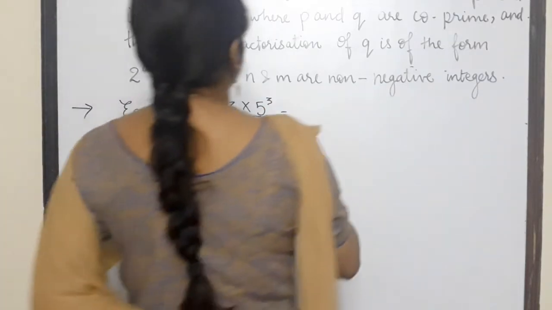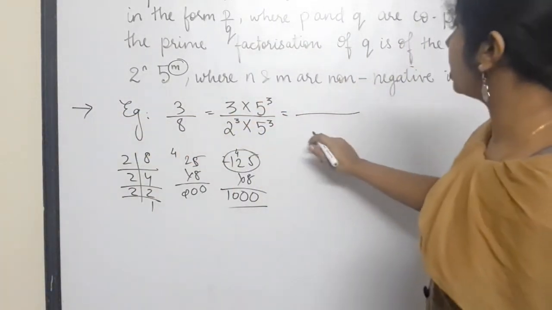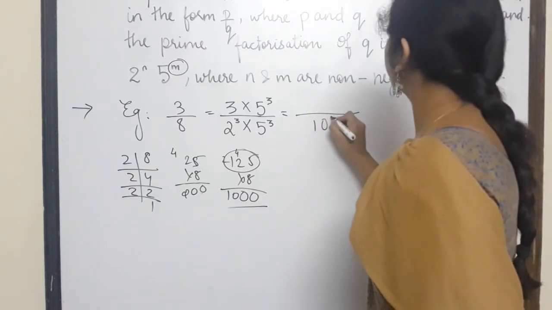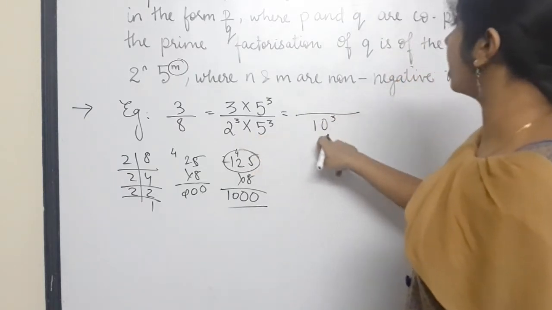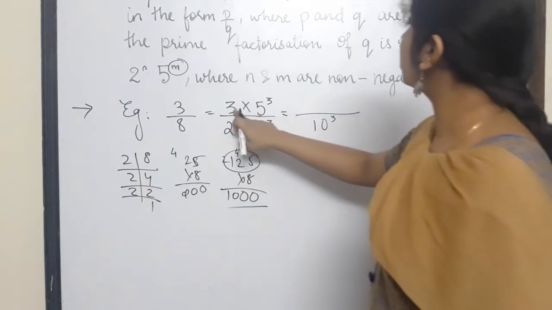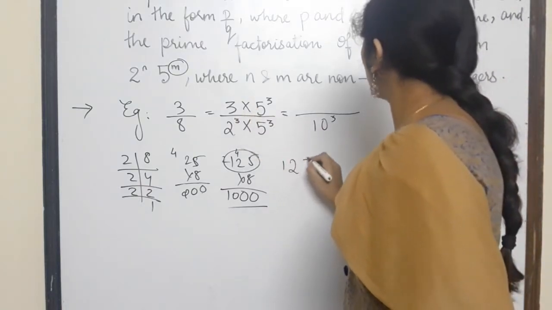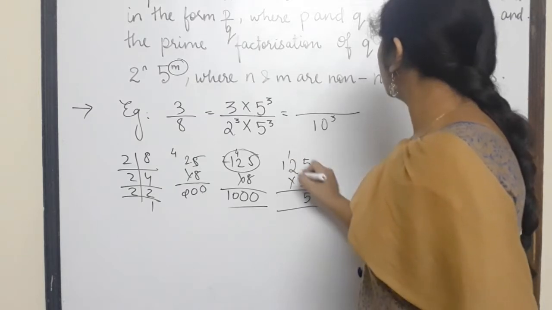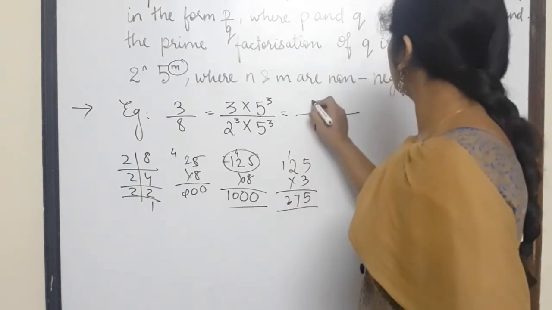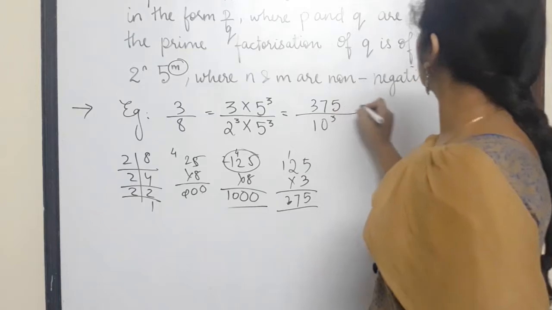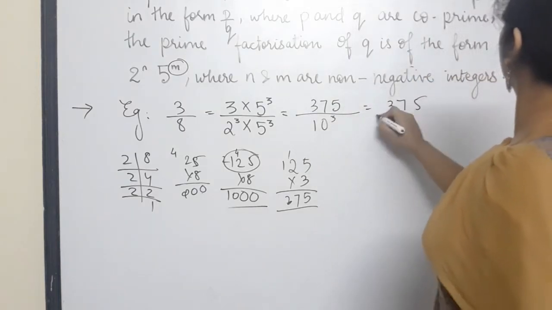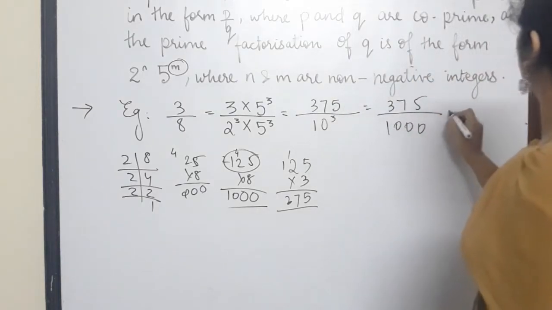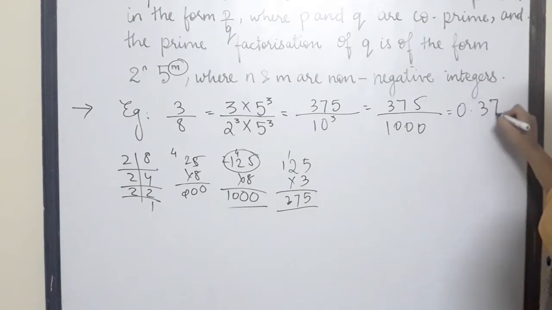So over here the denominator we are getting 10 to the power 3, isn't it? 2 5s are 10 to the power 3 and 3 multiplied by 125. 125 multiplied by 3, what we will get? 3 5s are 15, 3 2s are 6, 7, 3 1s are 3, 375. So 375 divided by 1000, we will get 0.375.